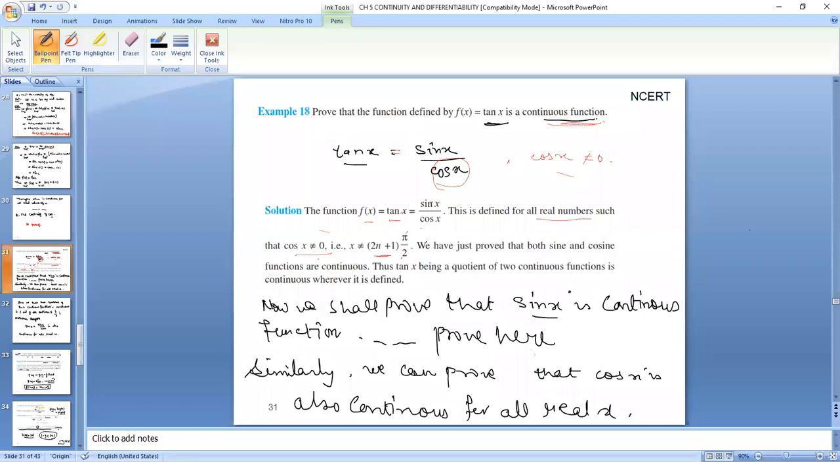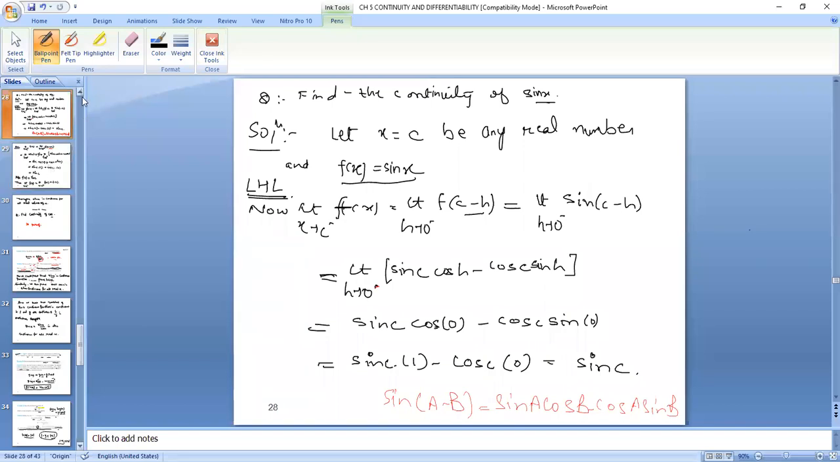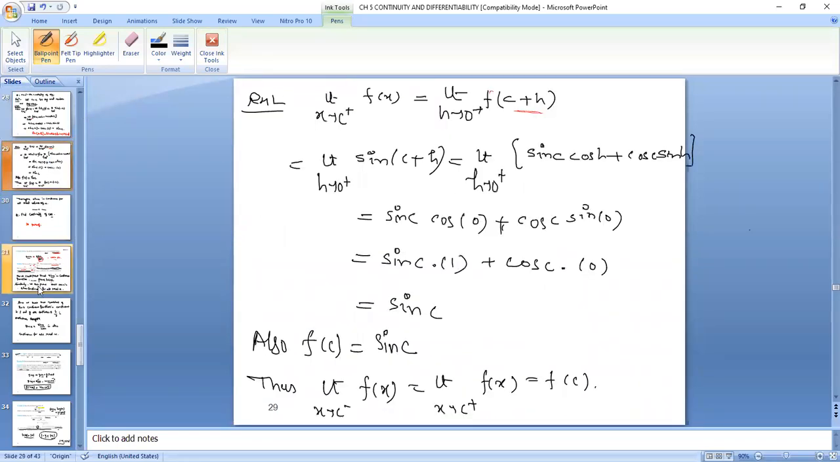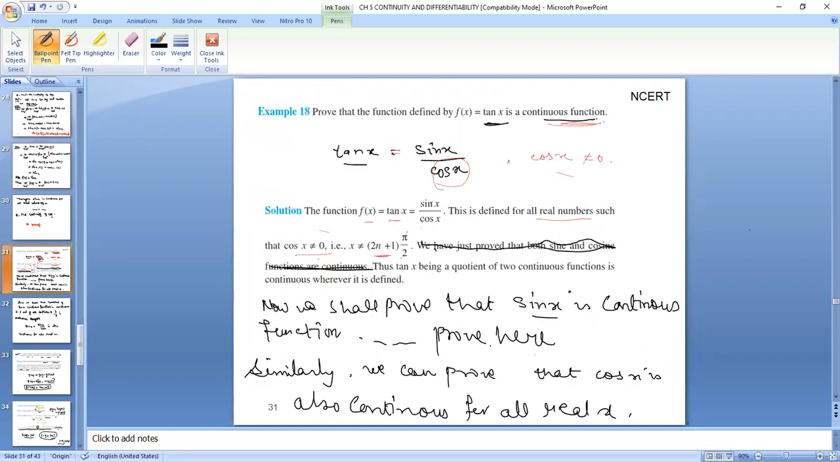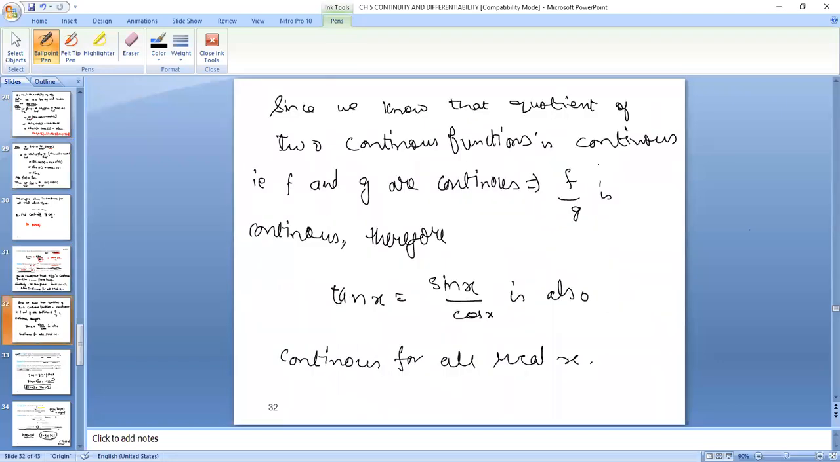So in the book it is given that we have just proved that both sine and cosine are continuous, but we are not going to write that. So we will be first proving that sin x is continuous, the same way as the solution we did above, taking c negative, c positive, and the value of the function at c. Then you can write similarly, we can prove that cos x is also continuous. Since we know that quotient of two continuous functions is continuous, that is f and g are continuous, implies f upon g is continuous. Therefore, tangent x is equal to sin x upon cos x is also continuous for all values of x.